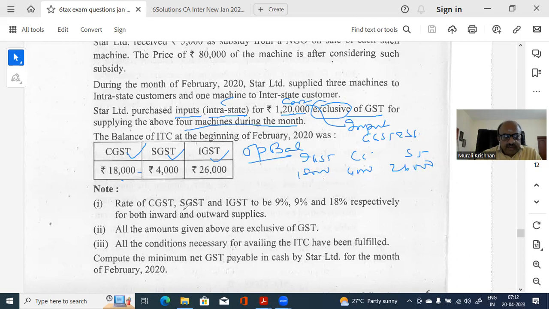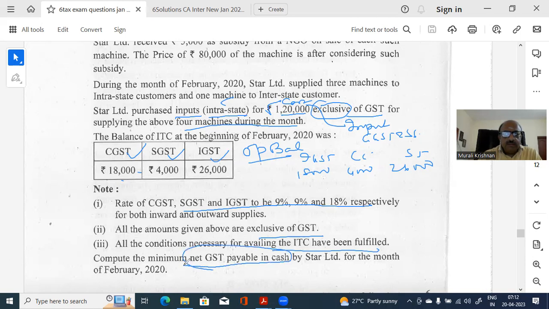Now, what did I say? Rate of GST will be 9% or 18%, as I told you. All the above givens are exclusive of GST. All conditions necessary for ITC have been fulfilled. So you don't have to bother. This 1,20,000 and the opening balances are all satisfied. Compute the minimum GST payable in cash.